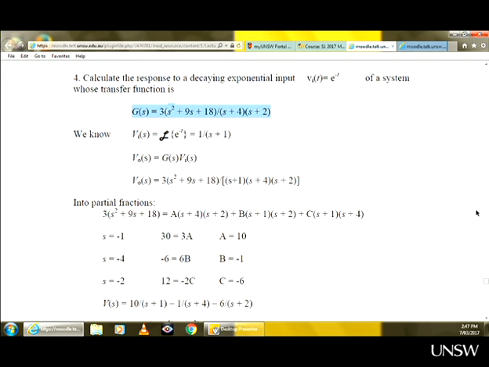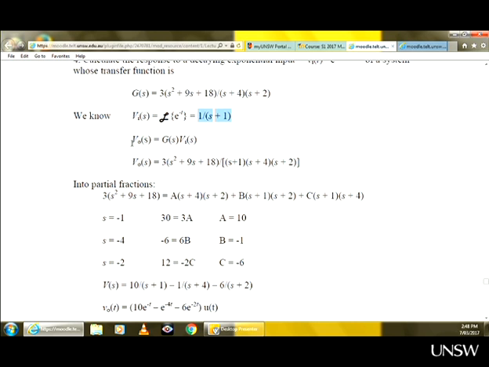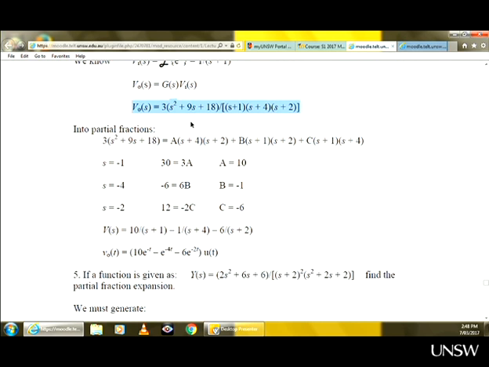But the input has to be in the S domain. The Laplace transform of this exponential function is just 1 over S plus 1. Check the tables if you're not sure. Multiplying the transfer function with the input will give us the output. So the output in the S domain looks like this: two polynomials. The numerator is a second-order polynomial. The denominator is a third-order polynomial, and it is already factorized, so 3 real roots.